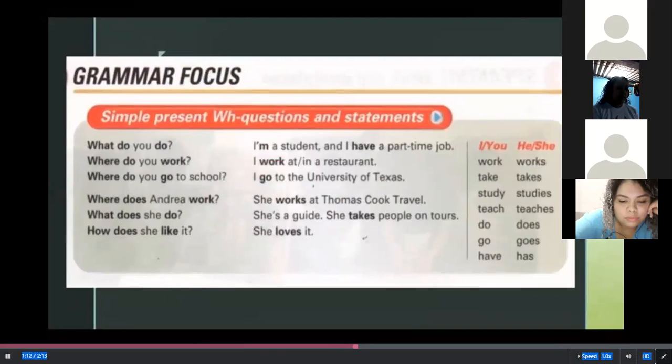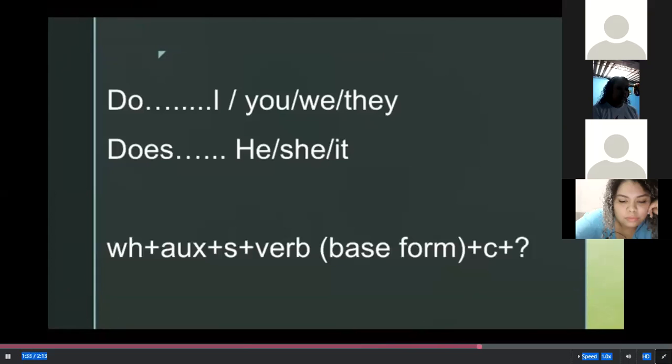Now that you have watched the video, I'm sure you noticed the changes on the verbs when talking in third person singular. For example, we say, I, you work; he, she works. I, you take; he, she takes. This inflection happens only in third-person singular affirmative sentences. Also, take note that when we ask any type of question in simple present, as in this case we're using WH question words, we must use the auxiliary do for I, you, we, they, and does for he, she, it.